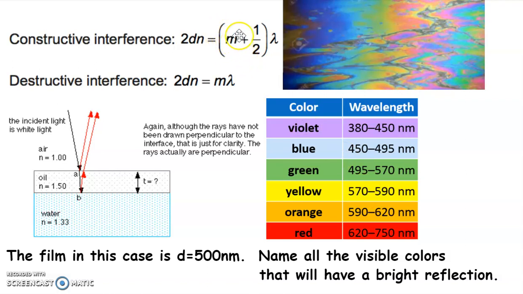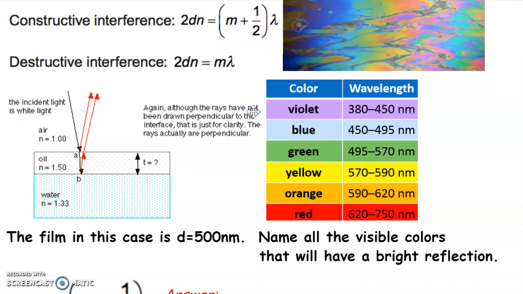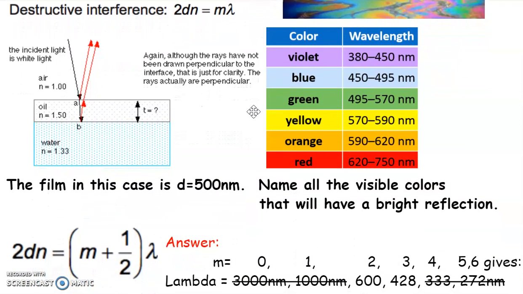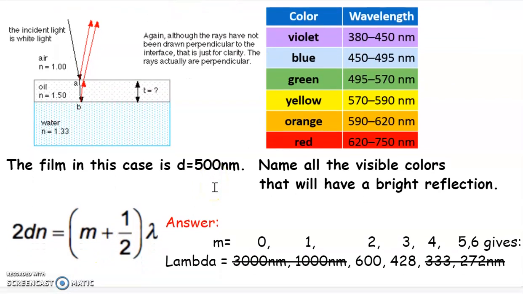So the next one would be with an M equals 1, then an M equals 2, and solve for theta each time. And I'm not going to take time to go through that. I'm just going to show the key. So we're using this equation, and we're looking at different M values. So when M was 0, like I said, it was 3,000. I crossed it out because we can't see that. That's infrared, right?